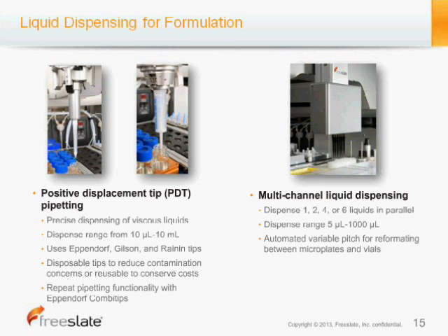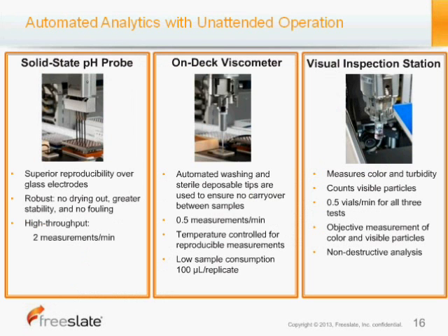And then we have our Freeslate automated analytics. Now these are, to be clear, operating unattended. And we have our solid state pH probe. It's a 4-tip probe. It has high reproducibility, it's robust, and it has high throughput. It can do about 2 measurements per minute.